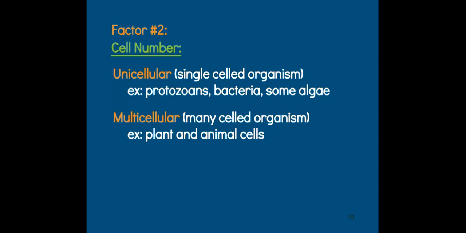The other way you can classify organisms is through cell number. Some organisms are unicellular, which means they only contain one single cell that makes up the entire organism. Other organisms are multicellular, meaning the organism is made of many cells.